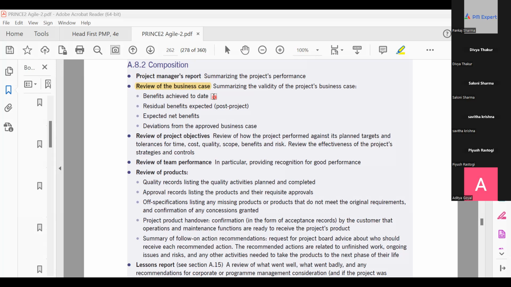Now, the second is residual benefit expected. Some benefits are expected during the project life cycle as per the plan, and some are expected after the project is closed. The benefits which are expected after closure of the project are called residual benefits. For example, let me draw a line here. Suppose this is the project timeline from A to B, and let's say this is the point of closure of the project. This is C.